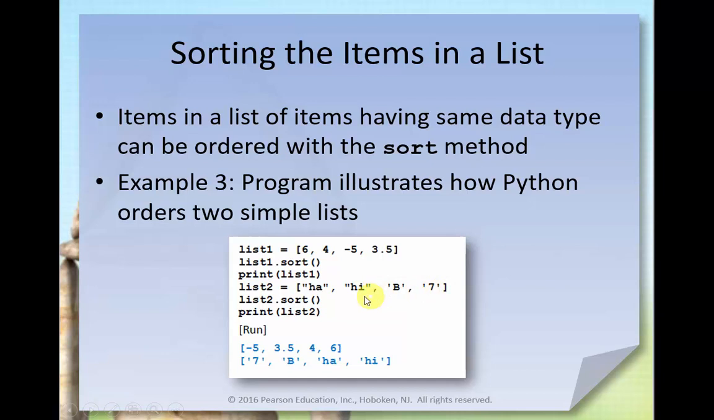Here's ha, hi, b, and 7. If you sort that and print it out, it's in order of how things appear in the ASCII chart. So numbers come before capital letters, which come before lowercase letters, and then ha would obviously come before hi.